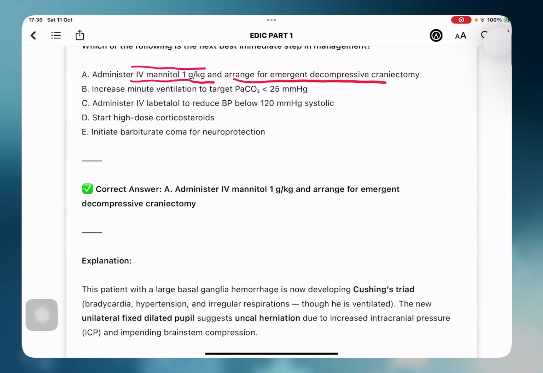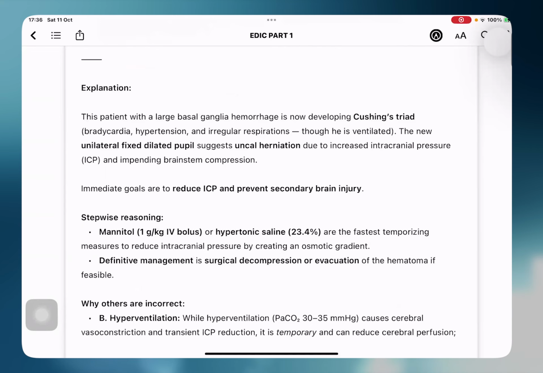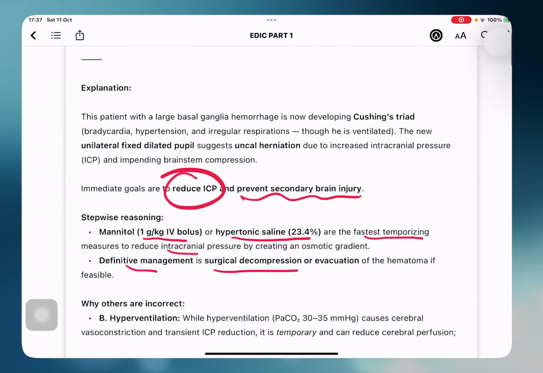So the patient with a large basal ganglia hemorrhage is now developing a Cushing's triad, bradycardia, hypertension, though he is ventilated. The new unilateral fixed dilated pupil is suggesting herniation due to increased ICP and impending brainstem compression. So our immediate goal is to reduce the ICP and prevent whatever brain is healthy from getting injured. Immediately, you give IV mannitol or hypertonic saline. They are the fastest temporary measures to reduce ICP. Definitive management will always remain surgical decompression or evacuation of the hematoma if possible.